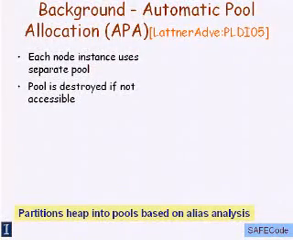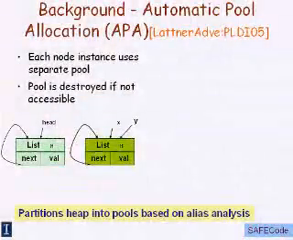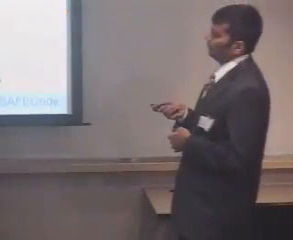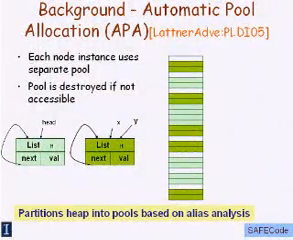And once a pool becomes inaccessible, you can completely destroy the pool. So let's go back to one of the examples. Let's say you have two nodes in your alias analysis graph, one pointed to by head, another pointed to by x and y. If you use a normal memory allocator, they're going to be interleaved in this manner. They could be interleaved in this manner, right?